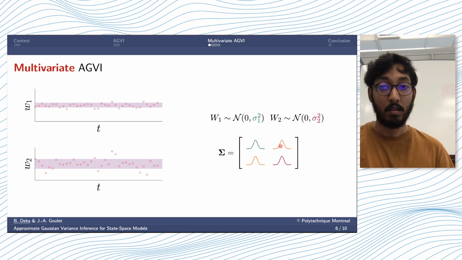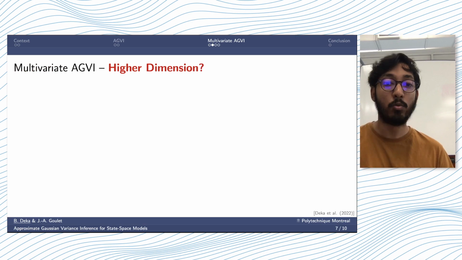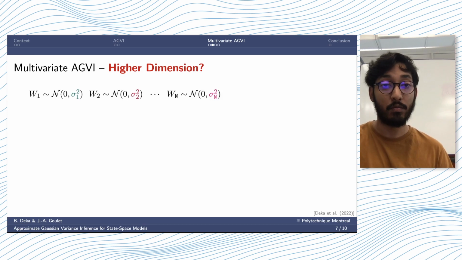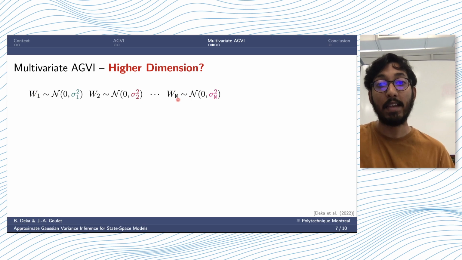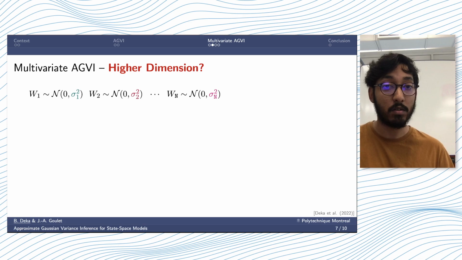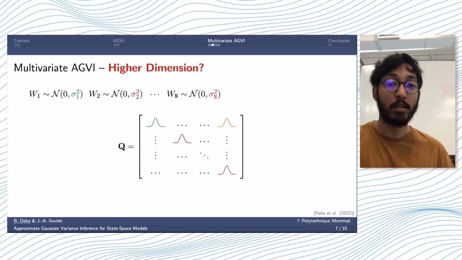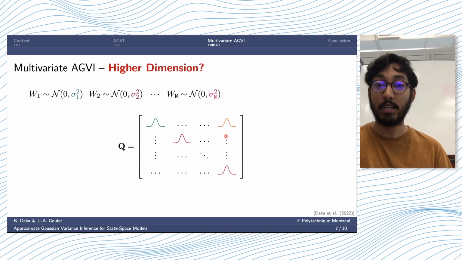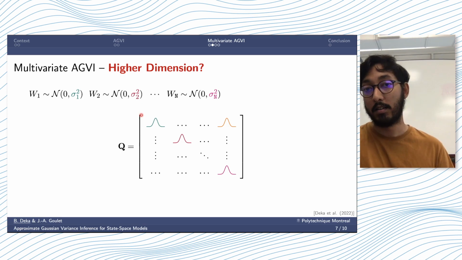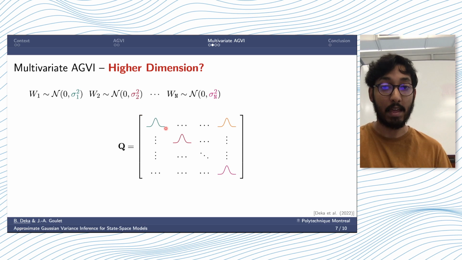Now, what about higher dimension? So in 2x2 matrix, we can evaluate both the variances as well as the covariance term. Whereas in higher dimension, for example, if we have process errors W1 till Wn, so we have n terms of sigma square variance parameters to infer. The Q matrix would look something like this, where there will be the diagonal terms, the variance terms on the diagonal, and we'll have all the off-diagonal covariance terms.